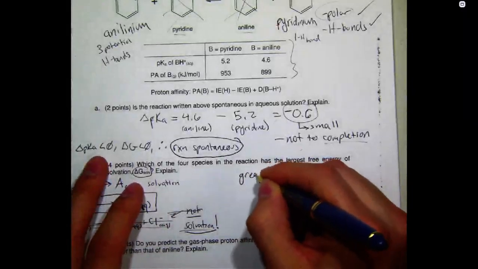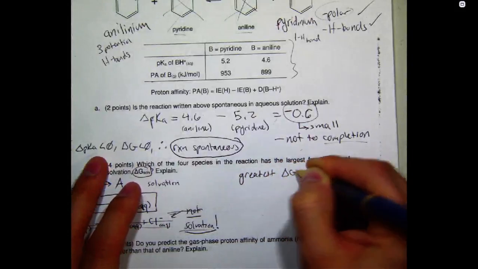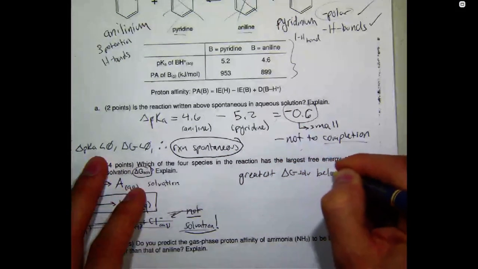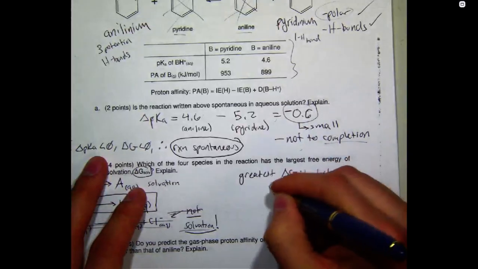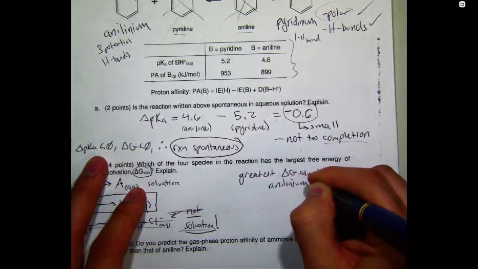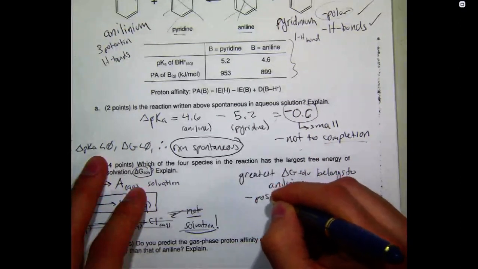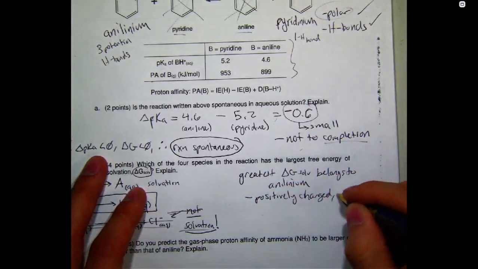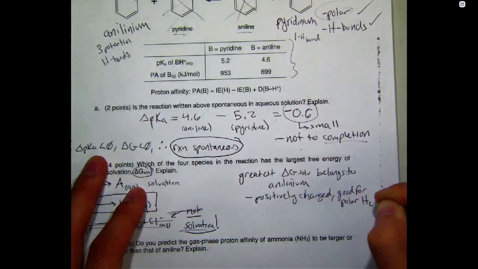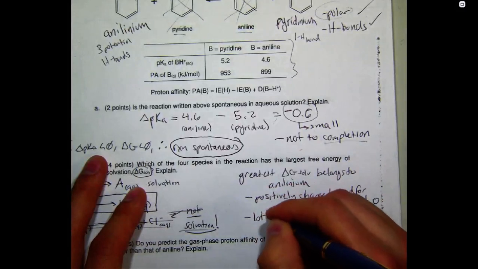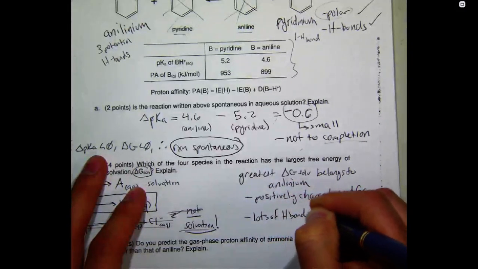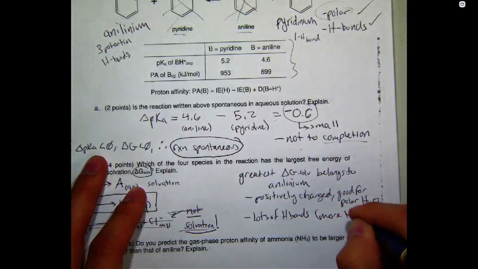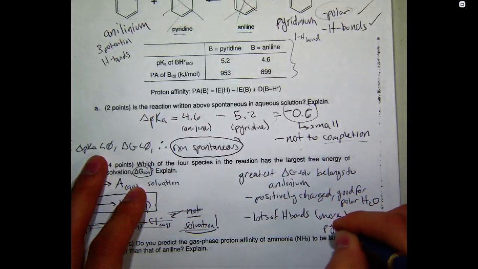So let's summarize that down here. The greatest delta G solvation belongs to anilinium: positively charged, good for polar water, and lots of H bonds, so more than pyridinium, sorry.